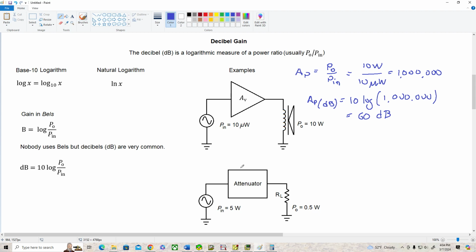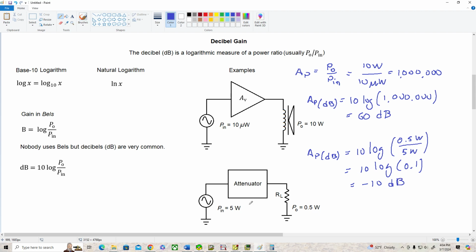Now, underneath it, I've got an attenuator, and an attenuator just produces a smaller output than it has as an input. In this case, it outputs 0.5 watts with 5 watts input. So its power gain in decibels is equal to 10 times the log of 0.5 watts divided by 5 watts, which equals 10 times the log of 0.1, which is minus 10 dB.